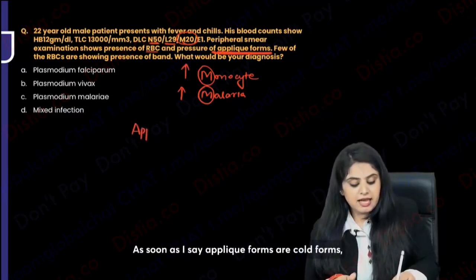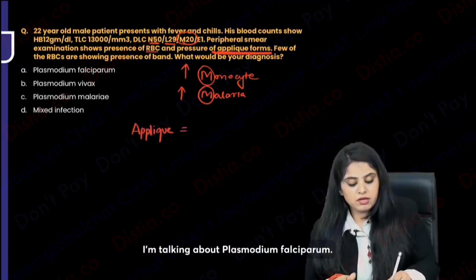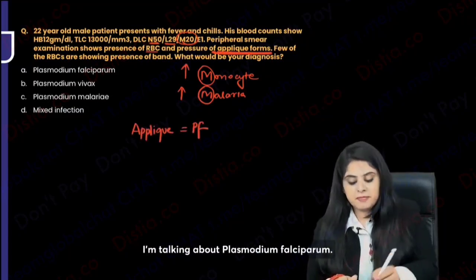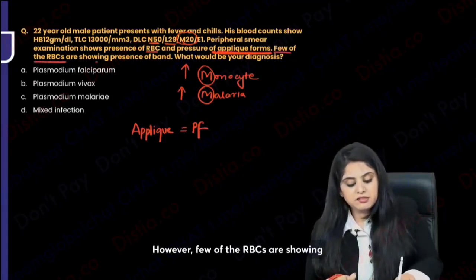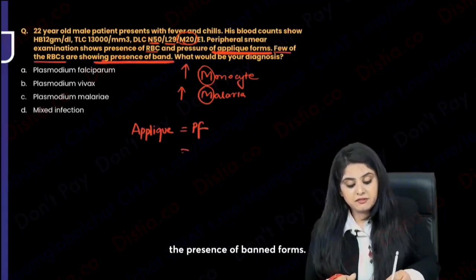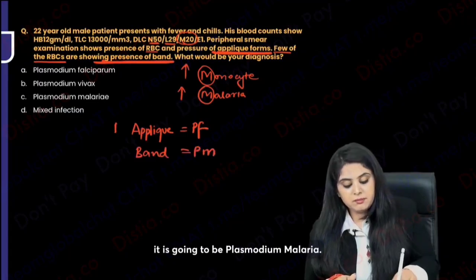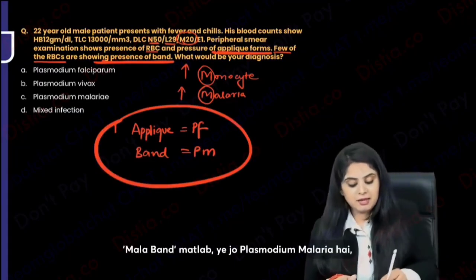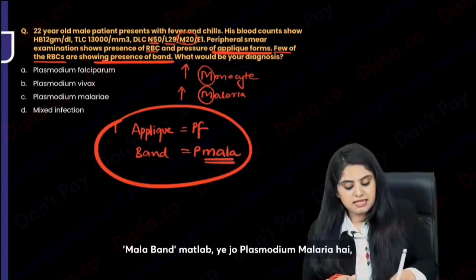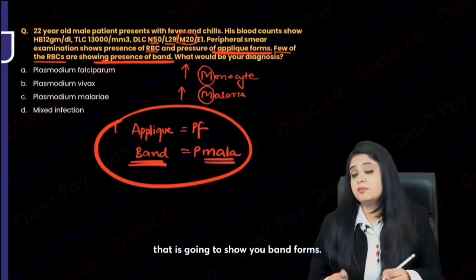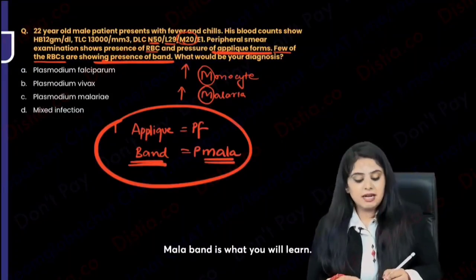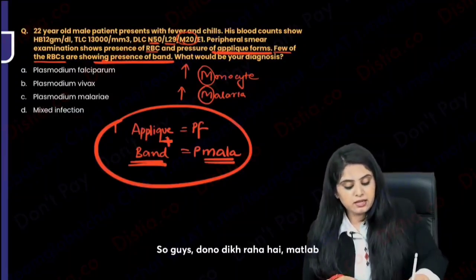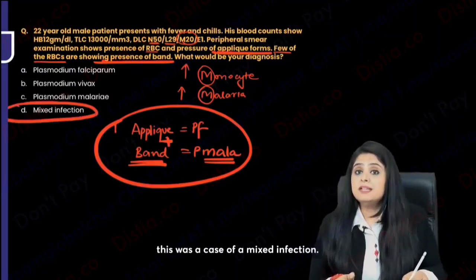As soon as I say applique forms, accole forms, I am talking about Plasmodium falciparum. However, few of the RBCs are showing the presence of band forms. If they are mentioning band form, it is going to be Plasmodium malariae. There is a student of mine who made a mnemonic called Mala band. Mala band means this Plasmodium malariae is going to show you band forms, in case you had forgotten. Mala band is what you will learn. So guys, both are seen, which means this was a case of a mixed infection.